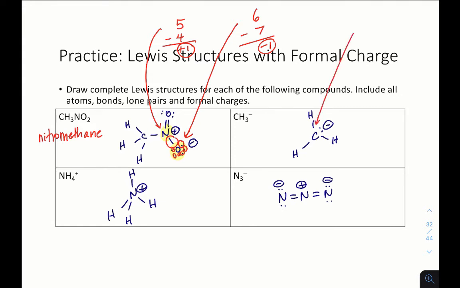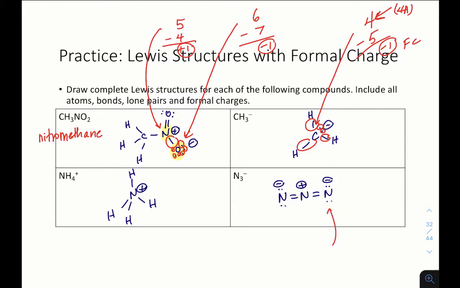Carbon, again, usually makes 4 bonds. It's not doing that. So 4 minus 5: 4 because that's the number of valence electrons for a neutral atom, and 5 because that's the number of lines plus dots. So 1, 2, 3, 4, 5. So -1 formal charge for that carbon atom.